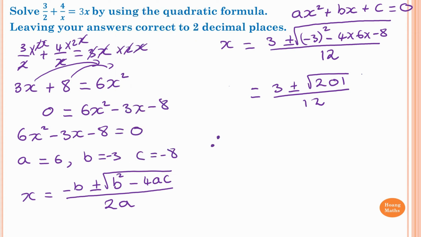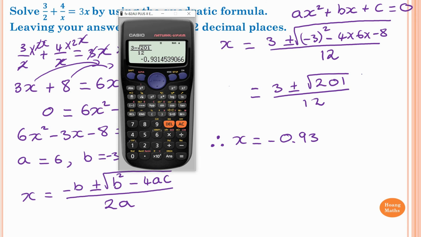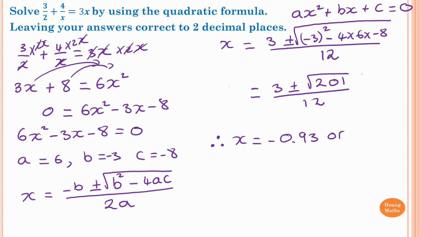So therefore x equals negative 0.93. Now for the plus bit, I'm just going to change it into plus. I'll delete this and put a plus. That gives me 1.431. Again, the number after 3 is less than 5. So the answer is 1.43. Or x equals 1.43.